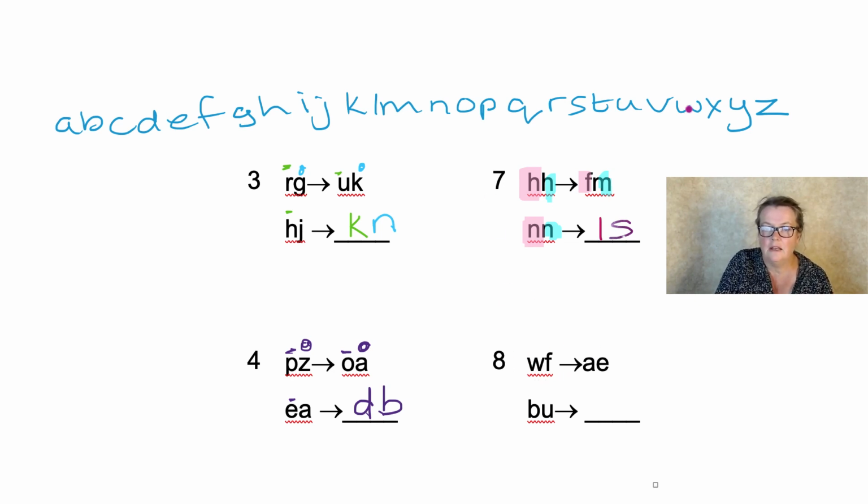W to A is forwards 1, 2, 3, 4, around the end of the alphabet. So B forwards 4, 1, 2, 3, 4 is F. F to E is back 1, so we go U, back 1 to T, FT. That wasn't so bad, was it? Just have a simple system and stick to it, and that will be okay.